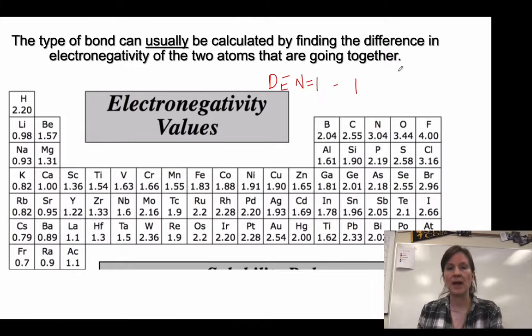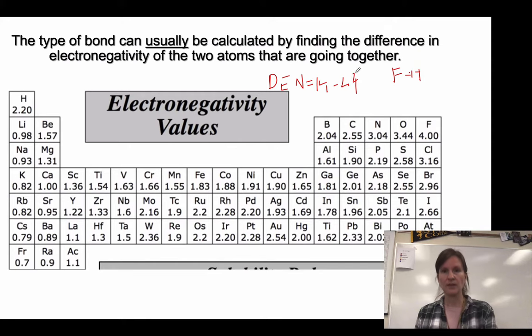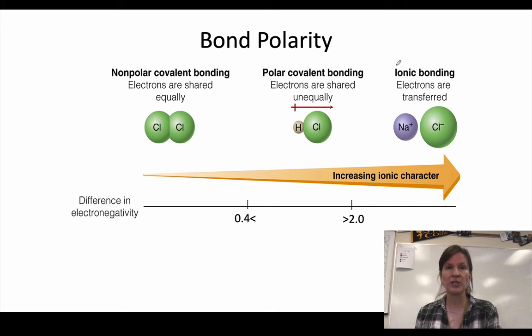So if I were bonding fluorine, say for example, with hydrogen, if those were my two elements bonding, it would be 4 minus 2.2. So that's a potential type of calculation. Now, depending on what number you get, we can determine the type of bond based on this scale.